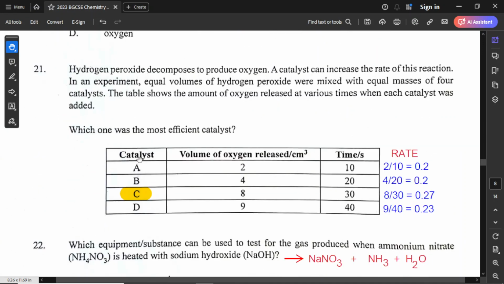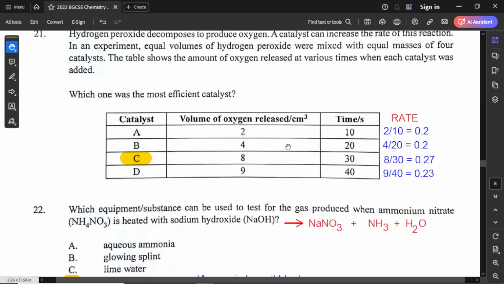For number 21, it states that hydrogen peroxide decomposes to produce oxygen. A catalyst can increase the rate of this reaction. In an experiment, equal volumes of hydrogen peroxide were mixed with equal masses of 4 catalysts. The table shows the amount of oxygen released at various times when each catalyst was added. It asks which one is the most efficient catalyst, and you're looking for the one that produces the faster rate of reaction.